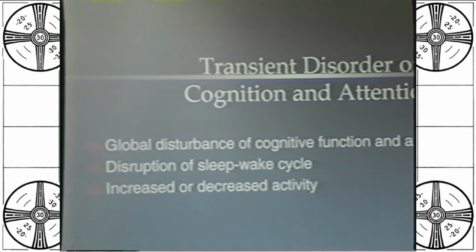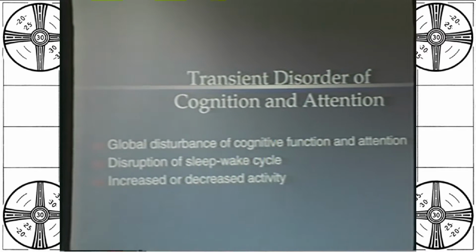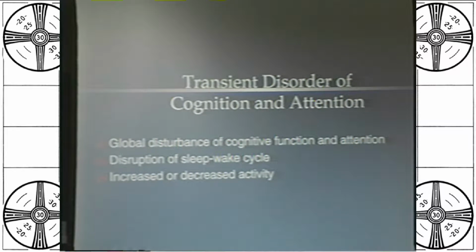It's a transient disorder of cognition and attention, so that there's a global disturbance of cognitive function and attention. The sleep-wake cycle is usually disrupted so that the person may be drowsy or somnolent in the day, may be agitated at night, or may alternate between those two. And usually there's either increased activity so that the person is agitated, hyperactive, picking at things or wandering aimlessly, or may actually have too low a level of activity. And those are the ones we often miss. Usually the hyperactive ones are diagnosed and the other ones are just not.